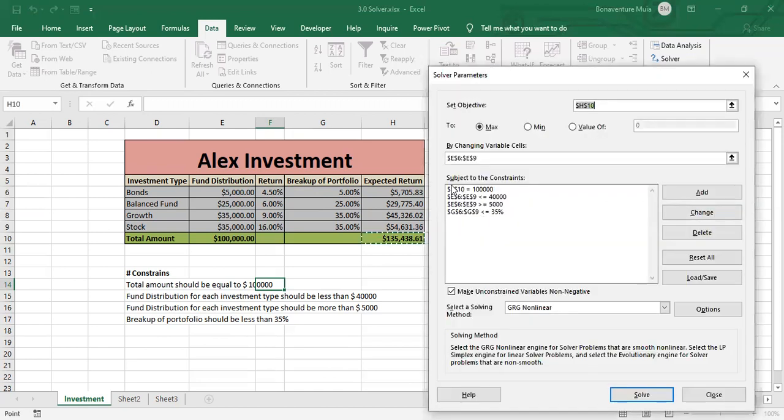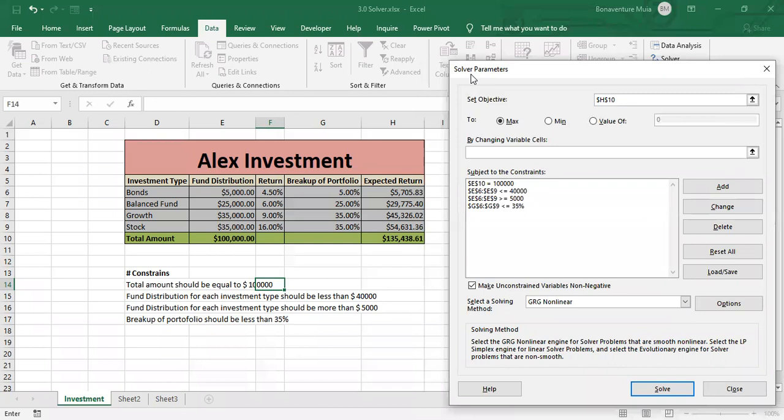And then you can see this is the number of constraints that we have. All right. I forgot to show you how we can highlight the changing cells or the changing variables. So for us to achieve our objective, we need to change some variable cells.